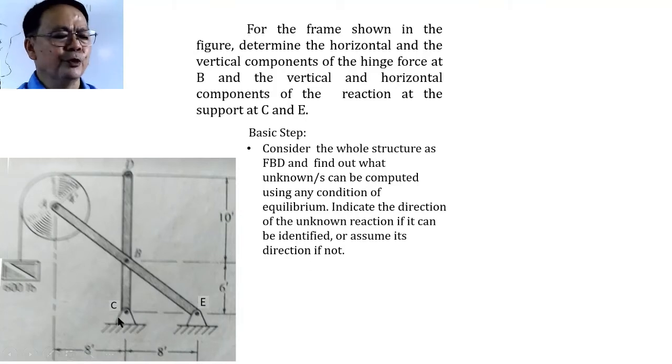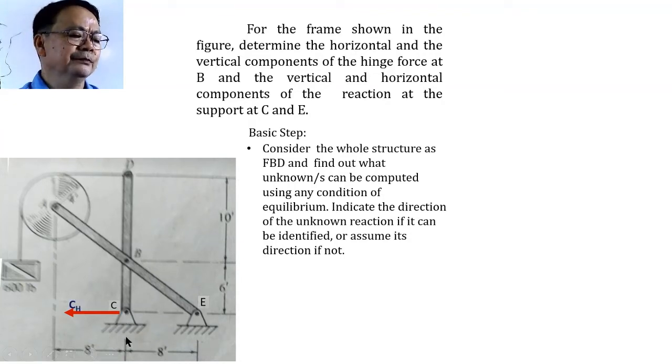Tingnan natin itong point, joint C dito or support at C. Because the support at C is a hinge support, so asahan natin that there would be a horizontal and vertical reaction. So because I do not know the direction acting horizontally at C, I can assume it to be directed to the left. Di ba? And I will be calling it C sub H.